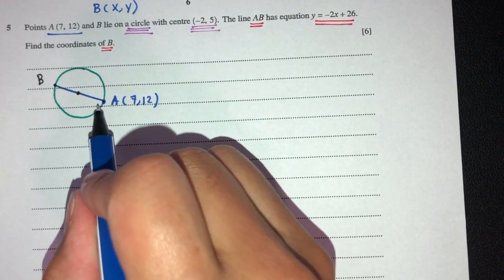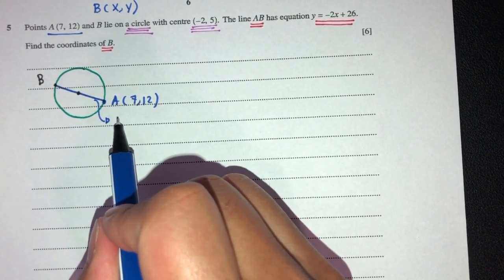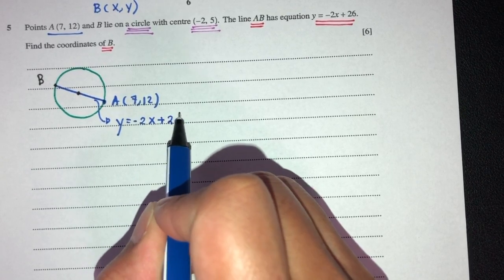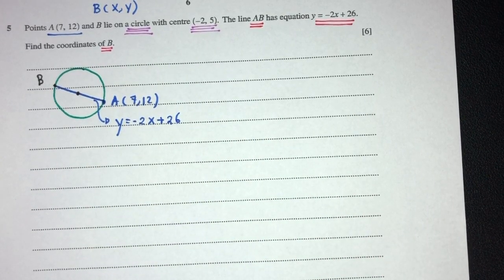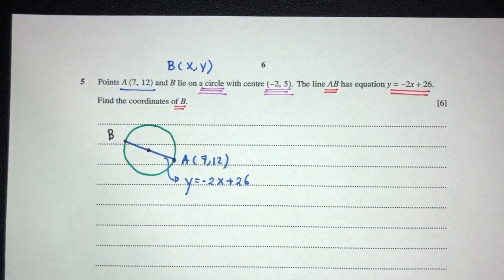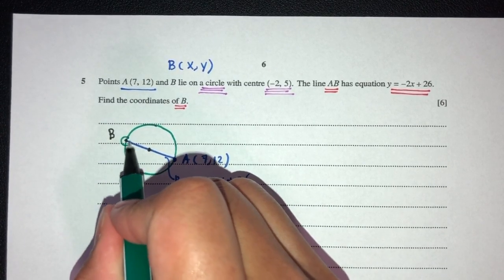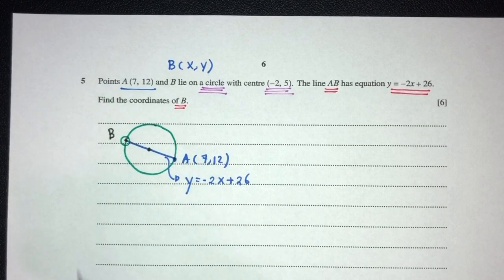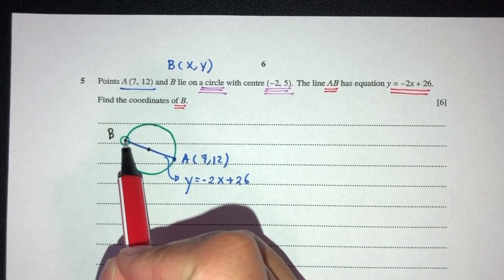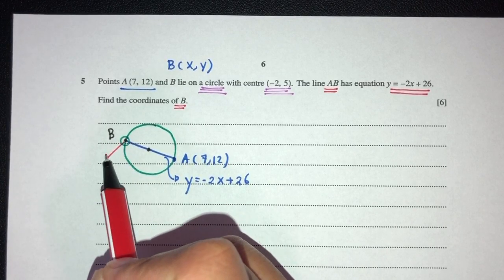This equation has been given to you: y equals minus 2x plus 26. That's the equation of line AB. Now what else? The center here is (-2, 5). Now we have to find the point B. You can see clearly the point B lies on the circle. Therefore, you can say that the point B is a point of intersection between the circle and the line.